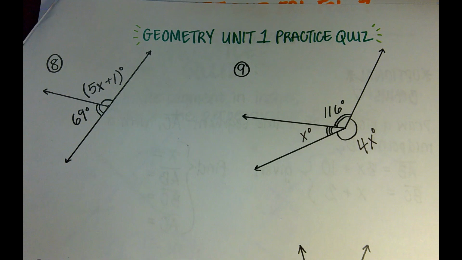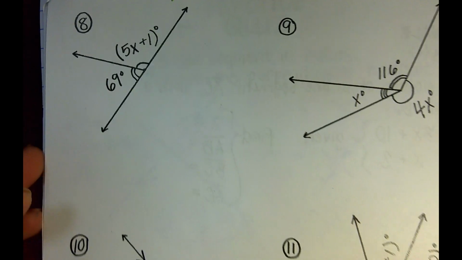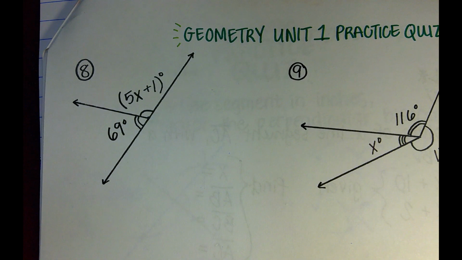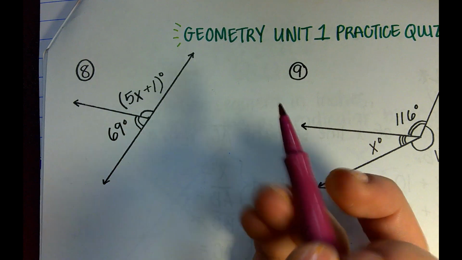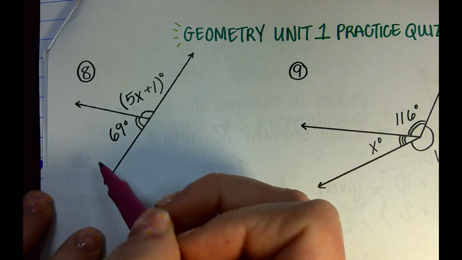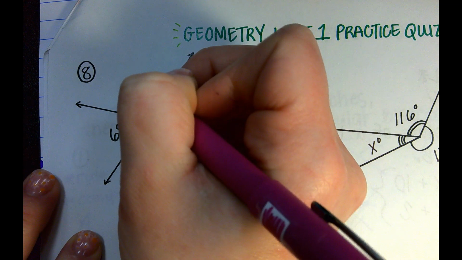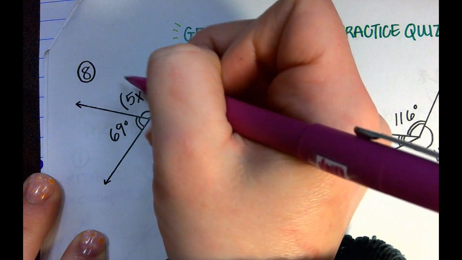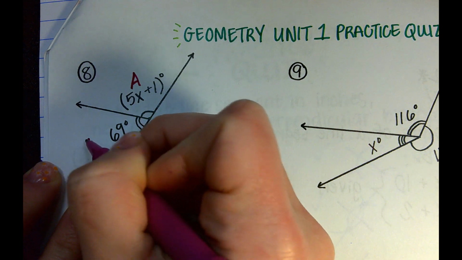What kind of angles are these? How are they related? Supplementary. Yes, these are supplementary angles. So what does that mean? They're 180 degrees. Yes, there is a straight line being created, so they add up to 180 degrees. So I'm going to make 5x plus 1 my A. I'll make 69 my B.